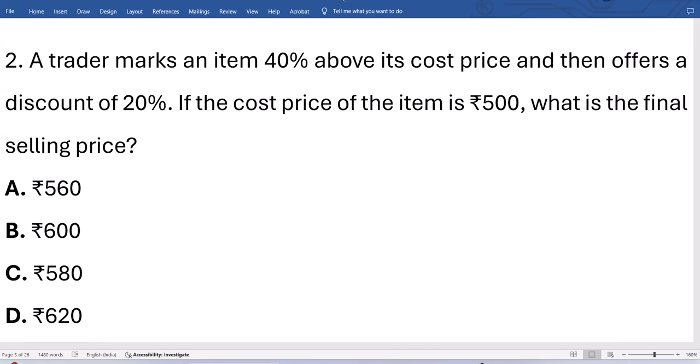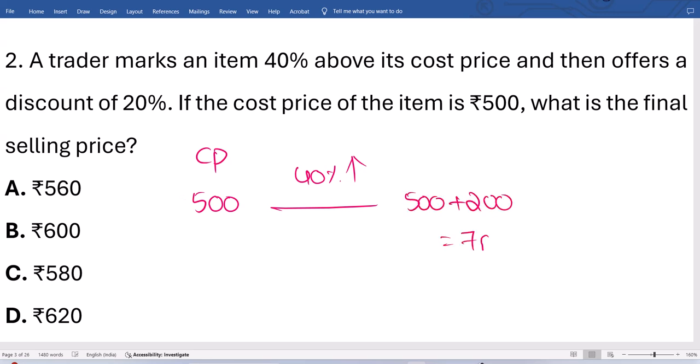A trader marks an item 40% above its cost price. Cost price is how much they gave in the question? 500. How much did he increase? 40% increase. 500: 10% is 50, 40% is 200. So 700 is the marked price.